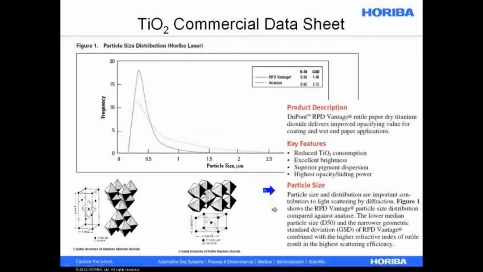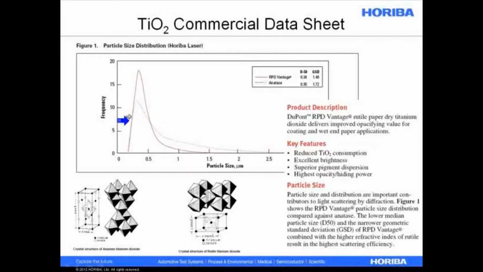They note down here that the lower median particle size and the narrow distribution as defined by the geometric standard deviation makes this higher scattering efficiency essentially a better pigment for paint. It's interesting to note they actually talk about the geometric standard deviation. So there are various ways you could define the breadth of this distribution. One of the calculations, which is standard in the LA 950 software, is GSD, geometric standard deviation.